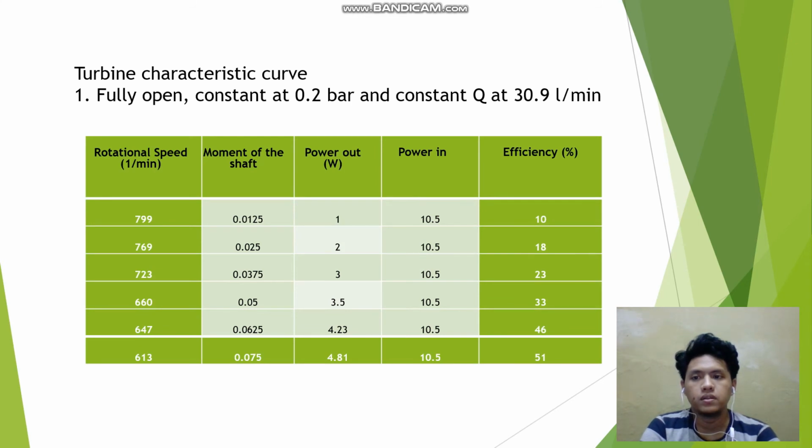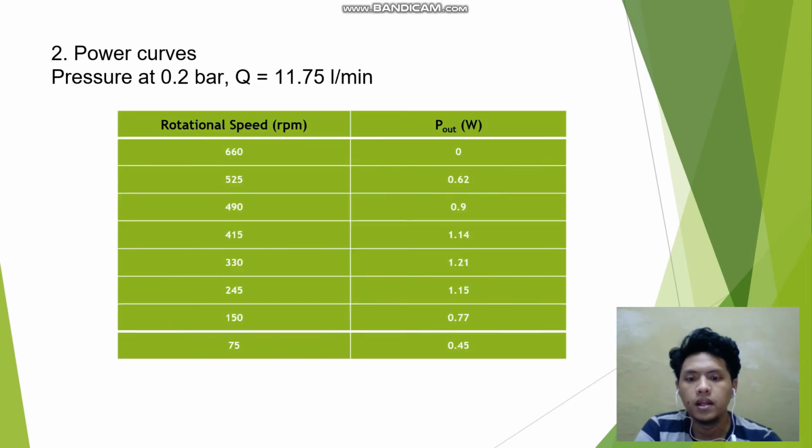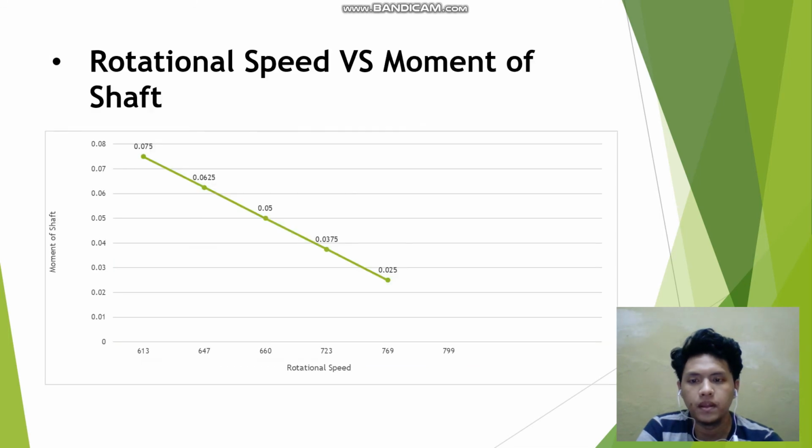So for the results that we have been provided for week 8, the first one is fully open, constant at 0.2 bar and Q at 30.9 liter per minute. And this is the result that we have been given. And the second one is the power curve, pressure at 0.2 bar, Q equal to 11.75 liter per minute.